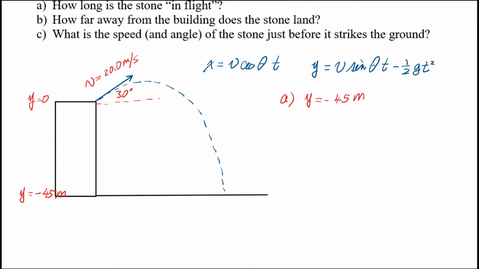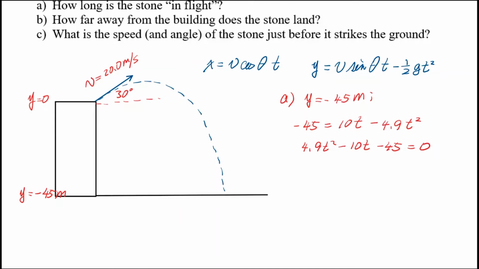Okay, I'm going to substitute it. So what we have is -45 is equal to v, which is 20, and then sine theta, sine 30 is half, so this thing just becomes 10t, correct? And then minus g is 9.8, half of it is 4.9. So this becomes quadratic: 4.9 t squared minus 10t minus 45 is equal to 0. Are we good?